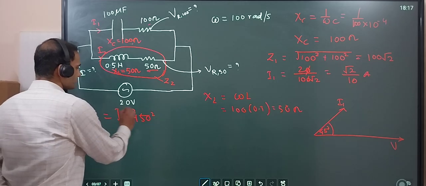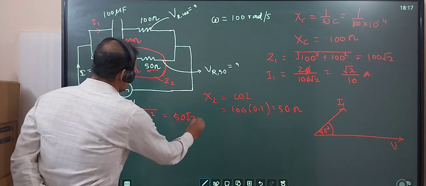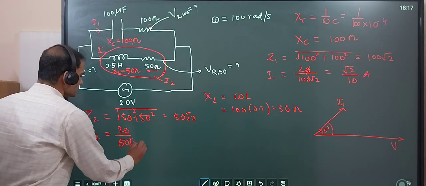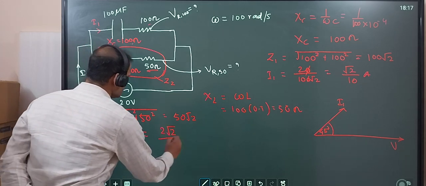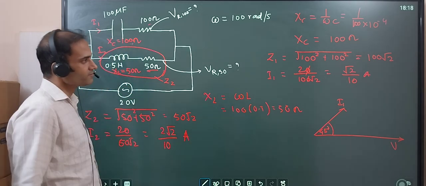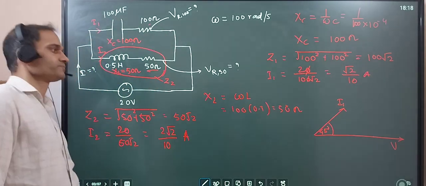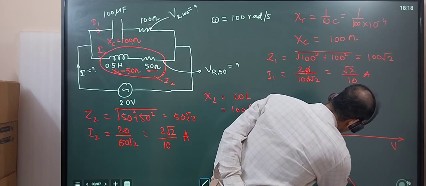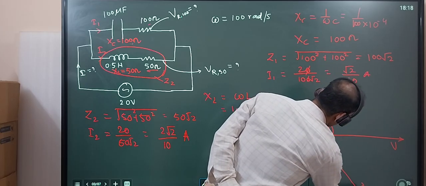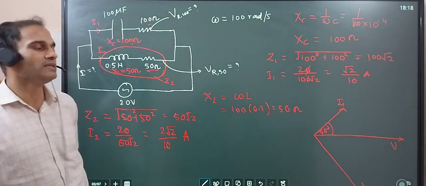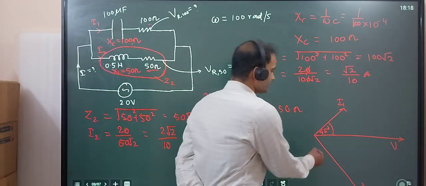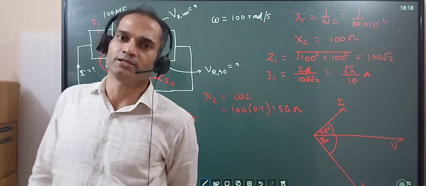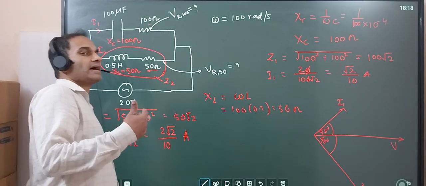So with this 50 root 2, this I2 will be 20 by 50 root 2, that will be 2 root 2 by 10 ampere. Now I2 is larger than I1, it is double, and this is I2. But here the current will be lagging the voltage phasor by an angle of 45 degree. This means I1 and I2 are both at a phase angle of 90 degree.